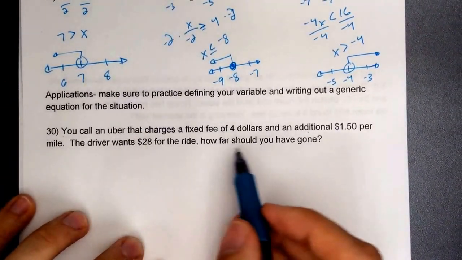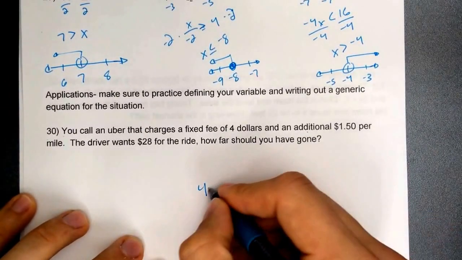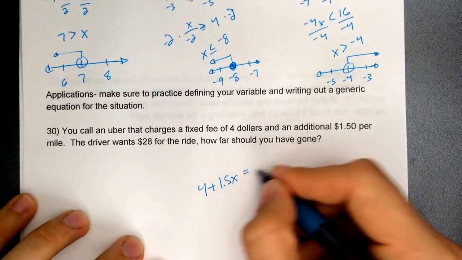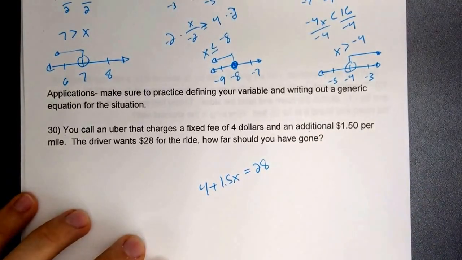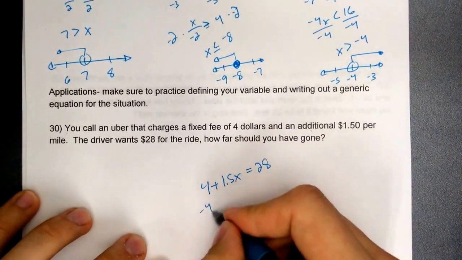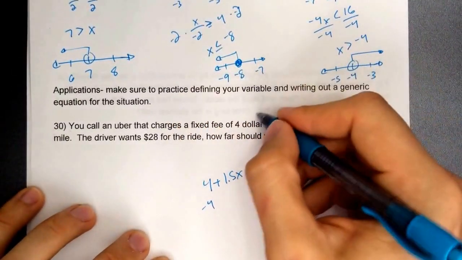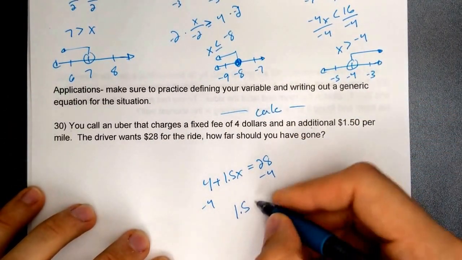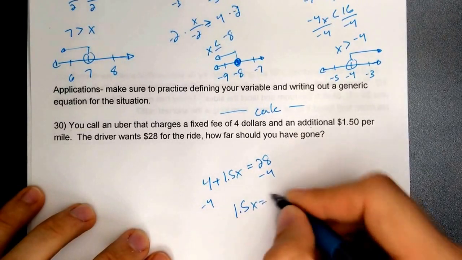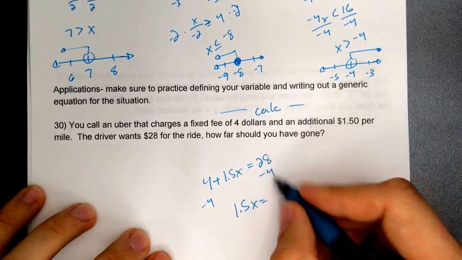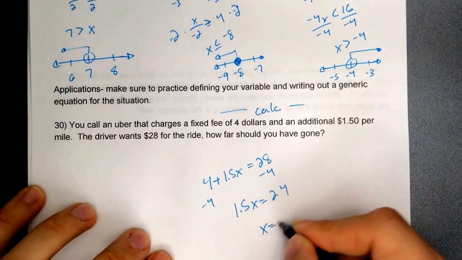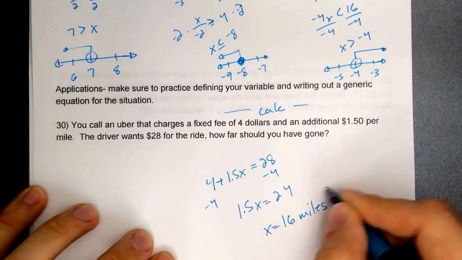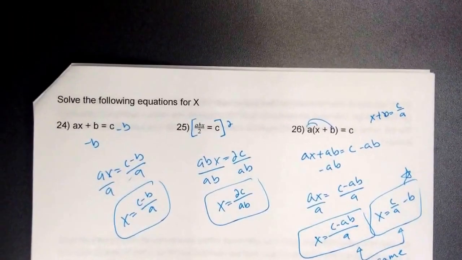Application problems: you have an Uber that charges a fixed fee of $4, and you're going to add an additional $1.5 per mile, so 1.5 times an unknown number of miles. Your total charge is $28. From here, we're going to pull that 4 from both sides. At this point, you will have your calculator, so feel free to whip that bad boy out. 1.5x is equal to 24, and that makes x equal to 16. So you went 16 miles, or you should have gone 16 miles.